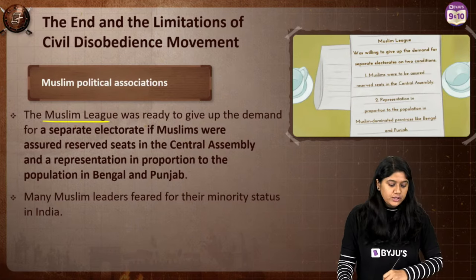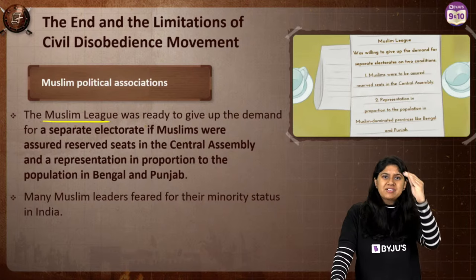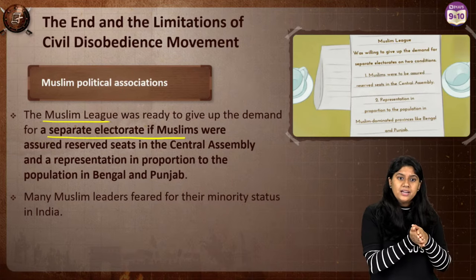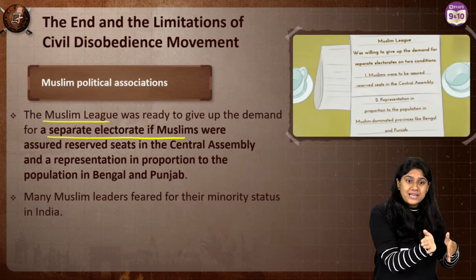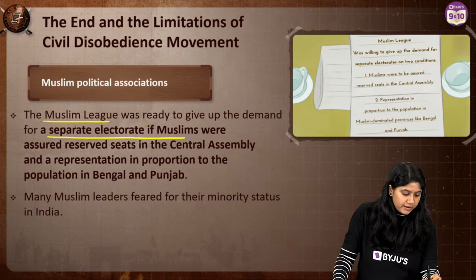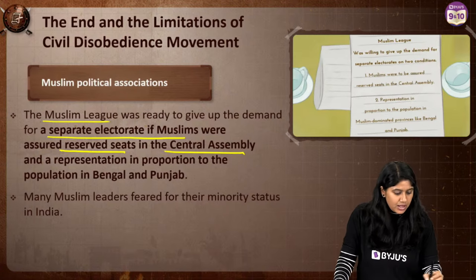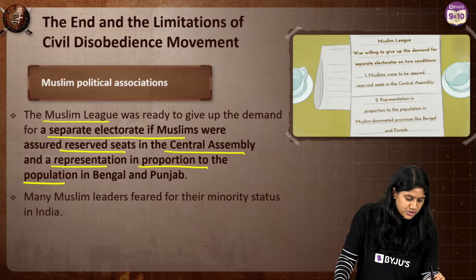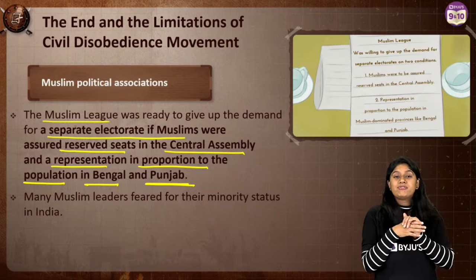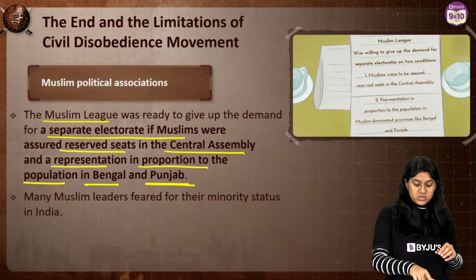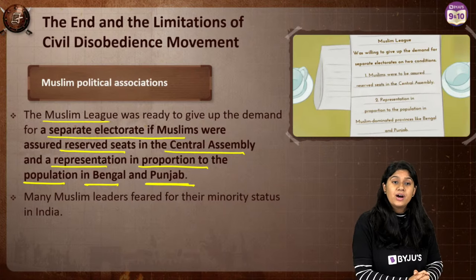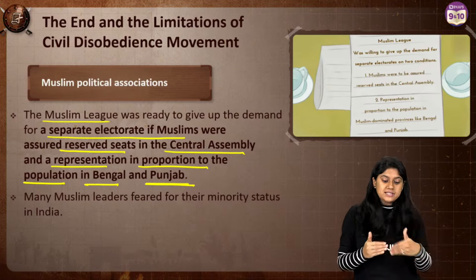So the Muslim League was ready to give up the demands. They said, yes, okay. Don't give us a separate electorate for Muslims, right? We don't want a separate election. Clear, everyone? We don't want a separate election, but give us a reserved seat in the Central Assembly and representation in proportion to the population in Bengal and in the Punjab. So they wanted to be represented in the regions where they felt they had the major population, which is in Bengal and the Punjab. They said we don't want a separate election, but give us a reserved seat. Clear, everyone? So what is the reason behind all of this?